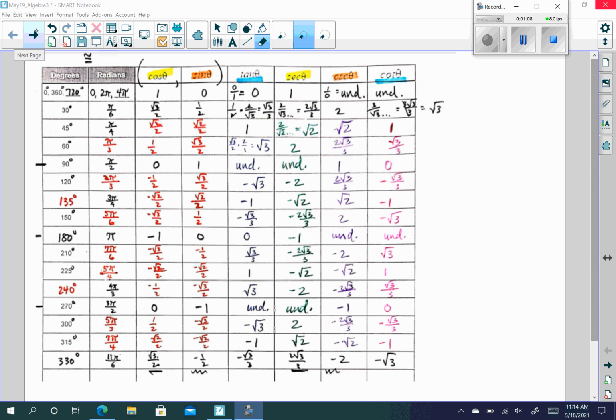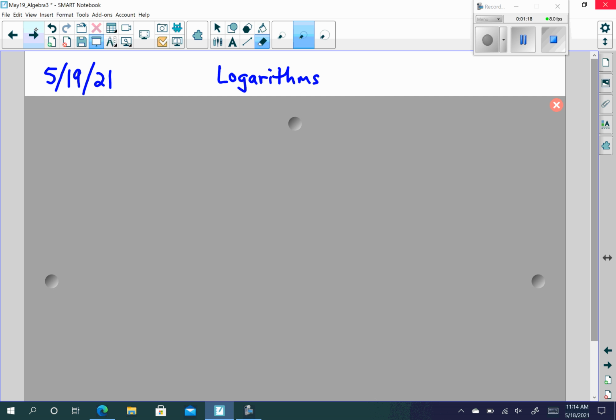All right, today we're switching from trigonometry to something that you should have seen at the end of Algebra 2, but maybe you didn't get there last year. We're going to take a look at logarithms.